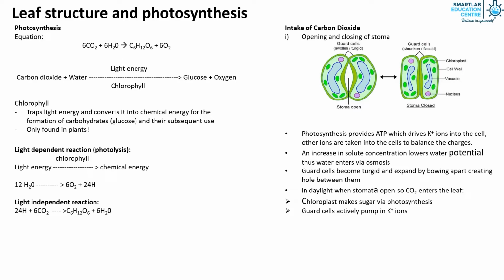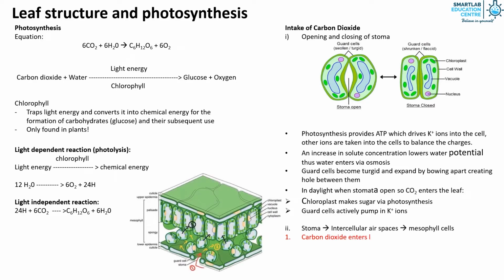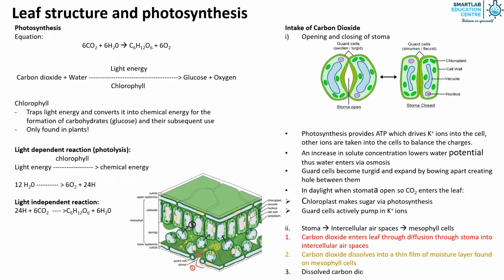Once carbon dioxide enters the leaf through diffusion through the stomata into the intercellular air spaces, the carbon dioxide dissolves into a thin film of moisture found on mesophyll cells. The dissolved carbon dioxide then diffuses from cell to cell until it reaches the chloroplasts of mesophyll cells.